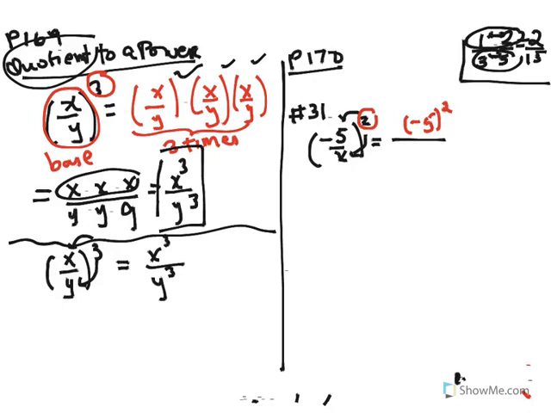Yes, in the denominator, I'm going to have x to the second power. Okay, so -5 to the second power is 25, and in the denominator, I have x to the second. So this is the answer for problem number 31. Okay, let me do problem number 33.